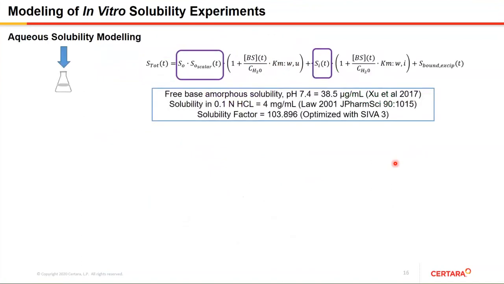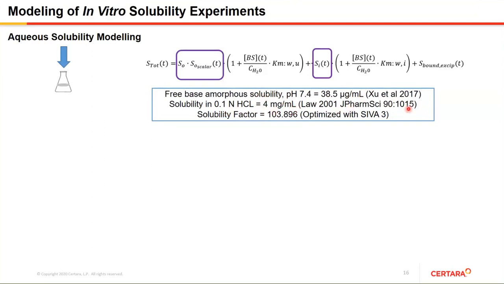Okay, so we started with understanding the aqueous solubility for ritonavir. Please remember here that we are simulating ritonavir in the amorphous form. So what we are interested in here is the free base amorphous solubility of ritonavir. And we found that Zhu et al. in 2017 published a very interesting paper. And they found that the amorphous solubility of ritonavir is around 38.5 microgram per ml. And we also found that the solubility of ritonavir in 0.1 normal HCl was around 4 milligram per ml.